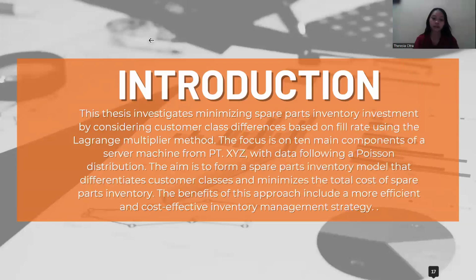Okay, so next is the introduction. This thesis investigates minimizing spare parts inventory investment by considering customer class differences based on fill rate using the Lagrange multiplier method. The focus is on 10 main components of a server machine from PT XYZ with data following a Poisson distribution. The aim is to form a spare parts inventory model that differentiates customer classes and minimizes the total cost of spare parts inventory. The benefits of this approach include a more efficient and cost-effective inventory management strategy. Next slide, please.